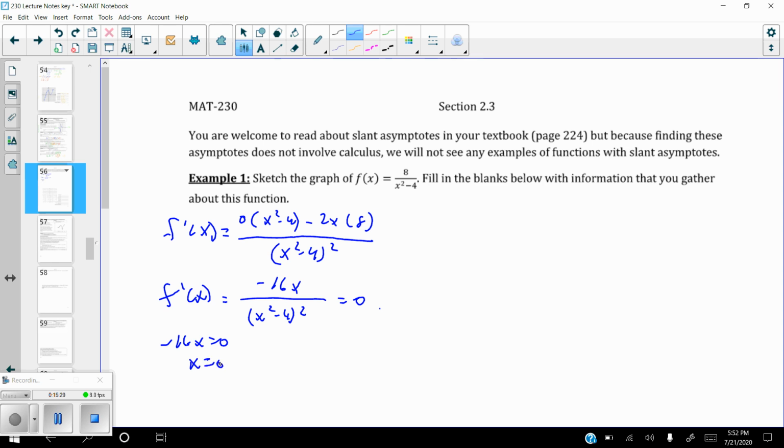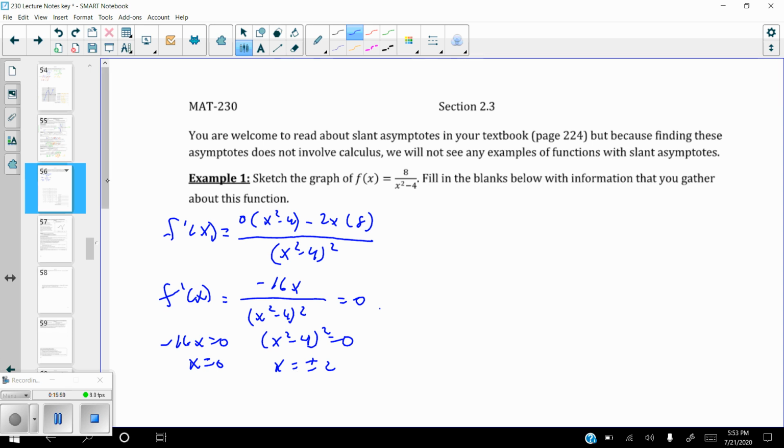There's a critical value. Also have to figure out where the denominator equals 0. Well, that's where the derivative is undefined. So we'll set that equal to 0. I can take the square root of both sides. The square root of 0 is still 0. Then that just means that x squared minus 4 equals 0, which means that x equals plus or minus 2. So I've got three critical values.